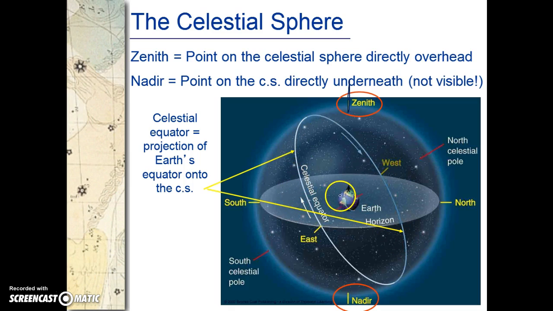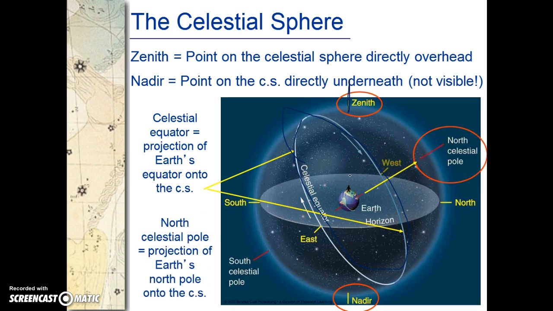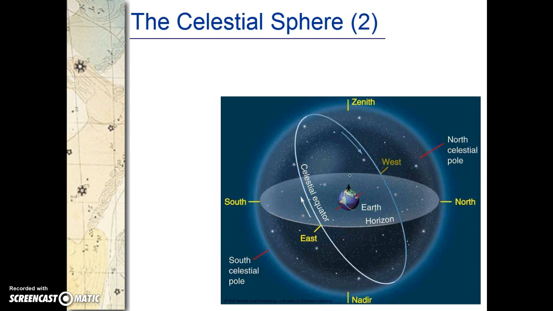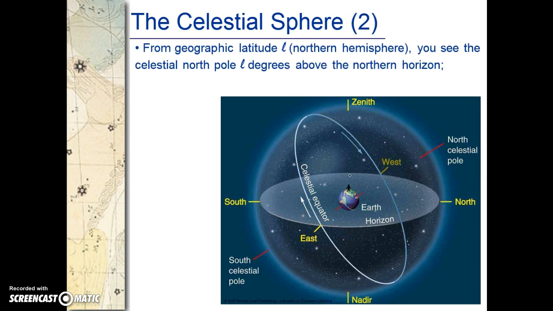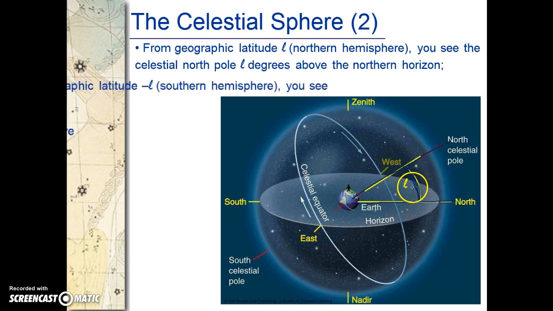So if we were to take this and put lasers and shoot them out, we would see this nice long celestial equator. Okay, and then we have the North Celestial Pole, which is a projection of the North Pole onto the celestial sphere. All right, from geographic latitude, you can see the North Pole is L degrees above the northern horizon. So if North Pole is up this way, the horizon is here. L would be the degrees of difference. Okay.